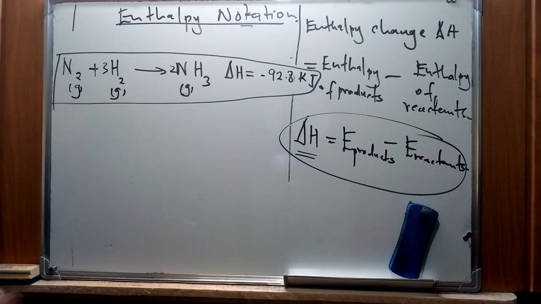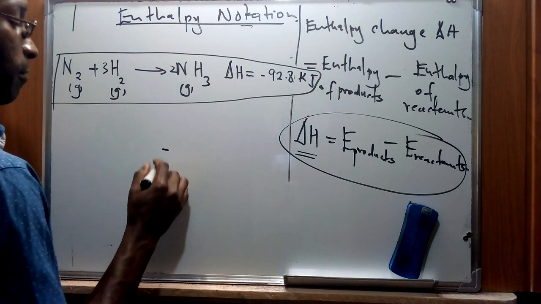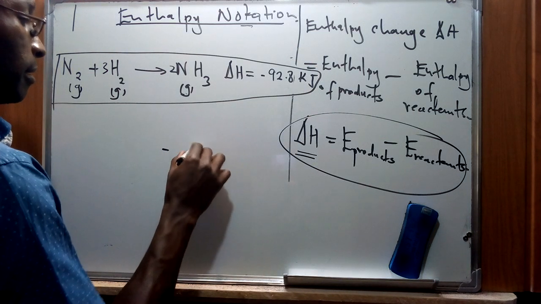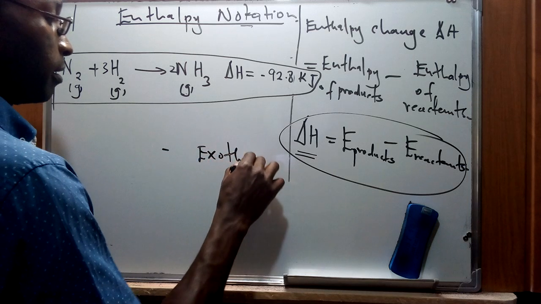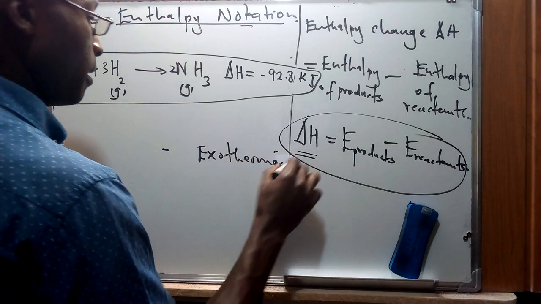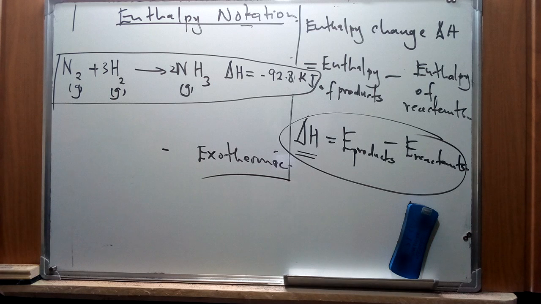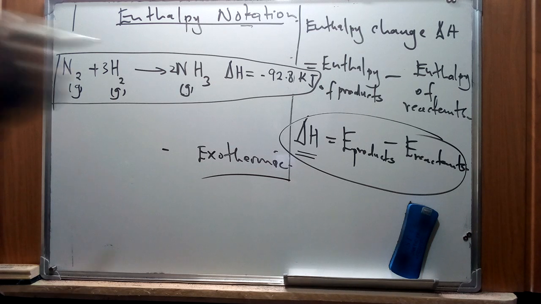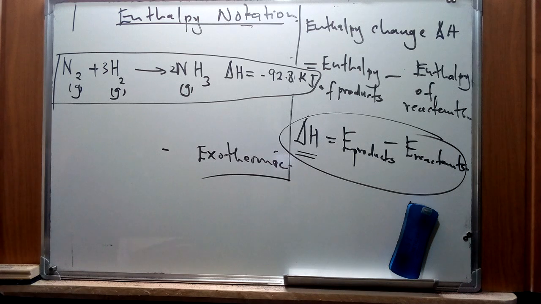So as we said, whenever there is a negative sign, that means that the reaction is exothermic, and it involves a release of heat, or a decrease in the heat of the product, and therefore we are going to have a negative sign as illustrated above.